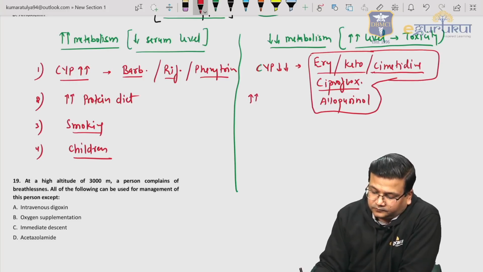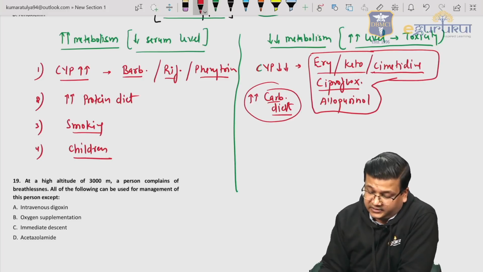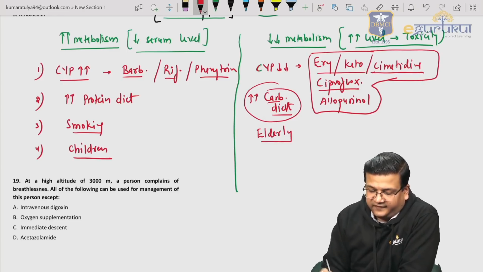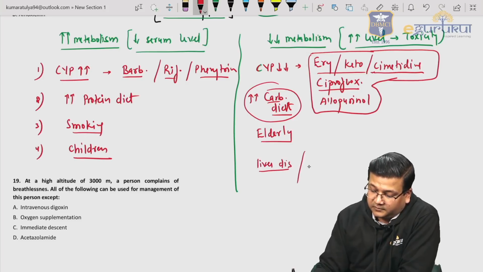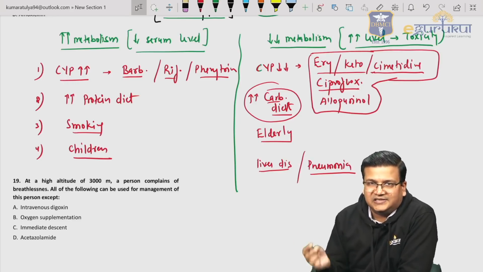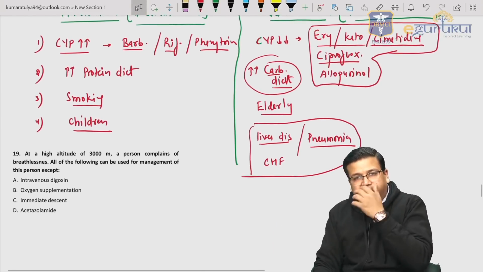High carbohydrate diet. So high carbohydrate diet decreases metabolism, toxicity occurs. Elderly. So children metabolize it fast, elderly metabolize it slow. Liver disease reduces metabolism. Pneumonia. So a patient of asthma also develops pneumonia. Metabolism of theophylline decreases, chances of toxicity go up, and CHF. So in all these diseases, metabolism decreases and chances of toxicity go up.